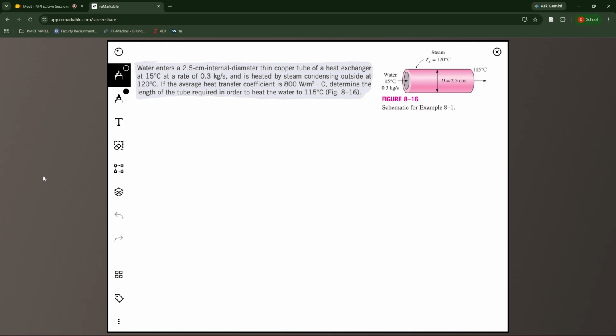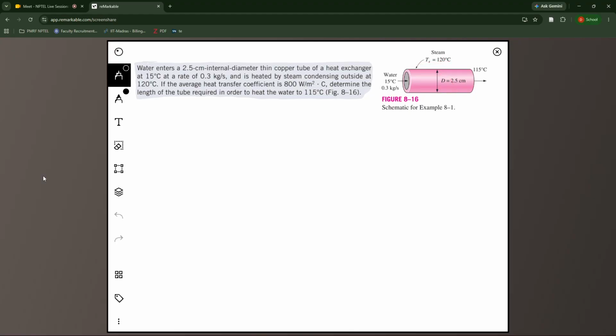So here we have a thin copper tube and water is entering it at 0.3 kg per second and 15 degrees Celsius. This problem is taken from Sinnott's book, which is also one of the reference textbooks for this particular course. The diameter of the tube is given as 2.5 centimeter, and this is the outer diameter. Steam is present on the outside of the tube where it is condensing at 120 degrees Celsius. Because it is condensing, which is a latent heat transfer, the temperature is going to remain constant.